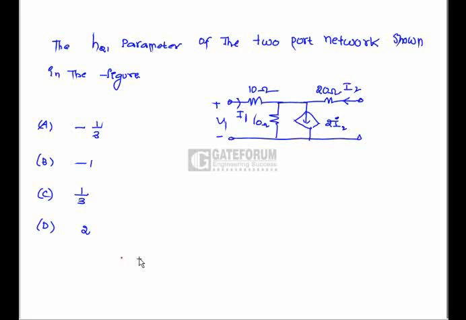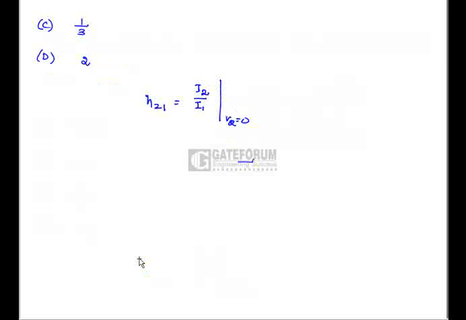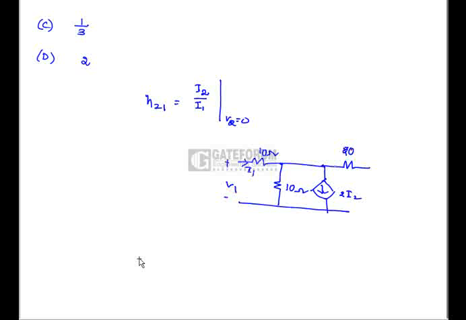H21 parameter of the two-port network shown in the figure. The equation for the calculation of H21 is I2 by I1, making V2 equal to 0. That means 10 ohms, 2 I2, this is I1, this is plus V1, 20 ohms, I2. We have to make the output short circuited.